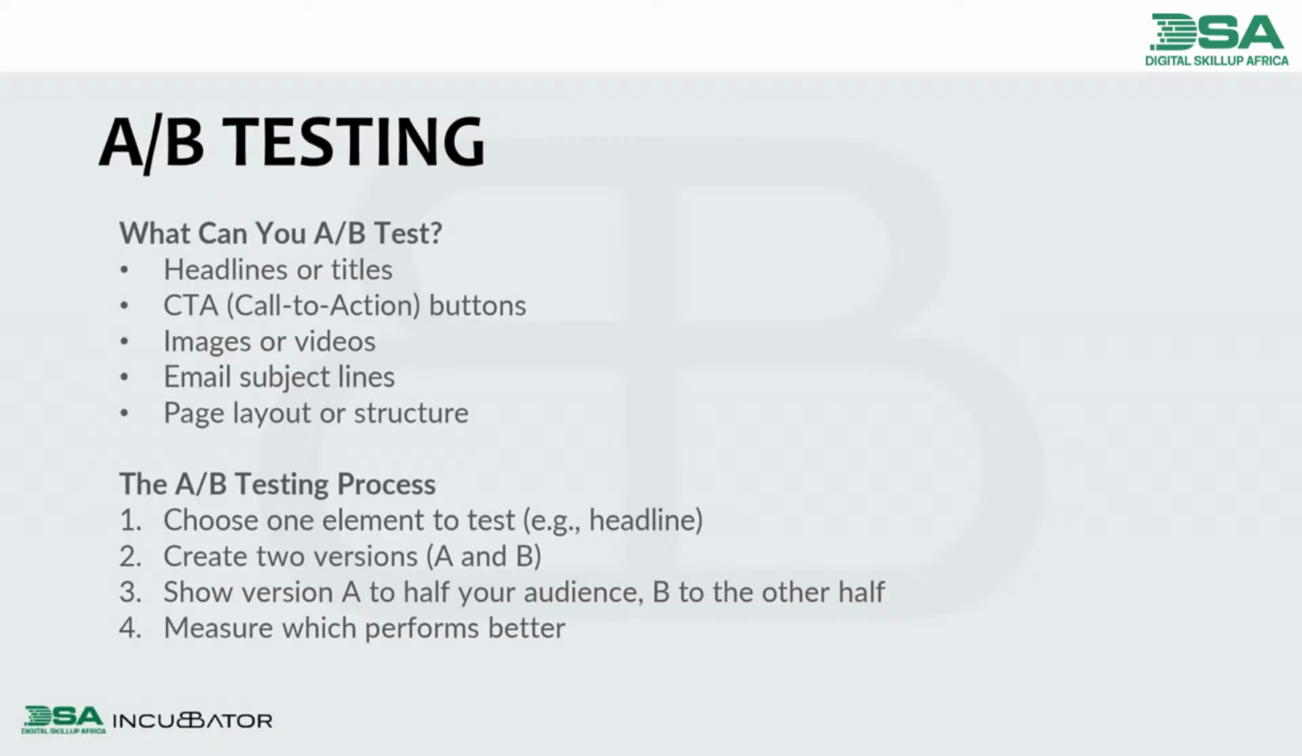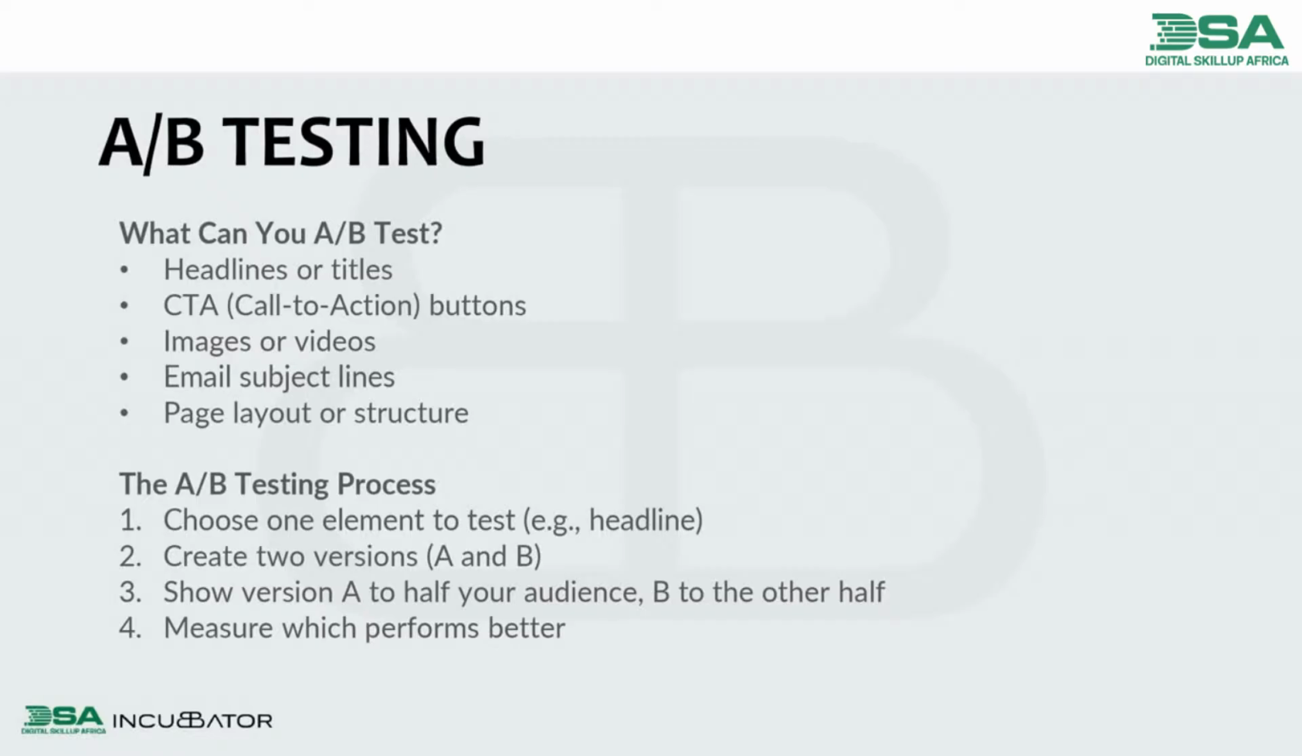Now, the A and B testing process. First, choose one element to test. Let's say for this testing, we are testing the headline. We are testing if this headline would work well for what we are looking for, if this headline would give better results. Now, you need to choose one element to test. Then create two versions of the headline. Okay, you want to test the headline or you want to test the call to action.